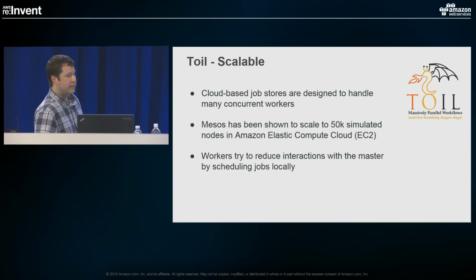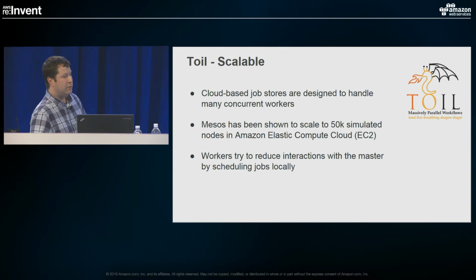So finally, I think that the key underlying, most important pieces of Toil are its scalability and robustness. One of the ways that we've made it scalable is the job store. This is the service that tracks the jobs that are completed and also intermediate files that are completed. This is designed to handle many concurrent workers.